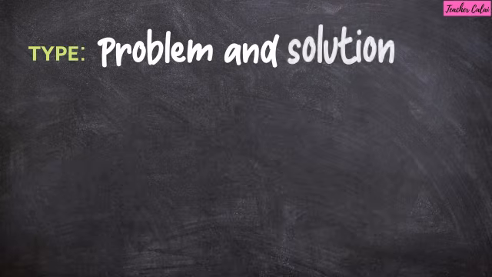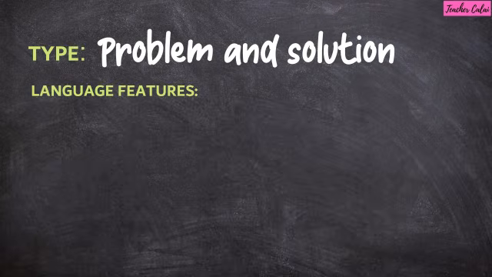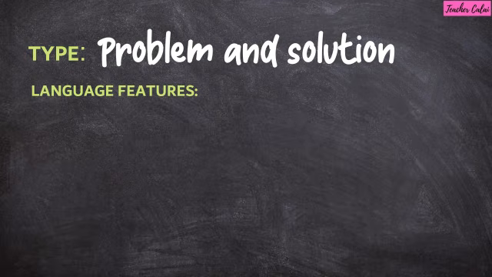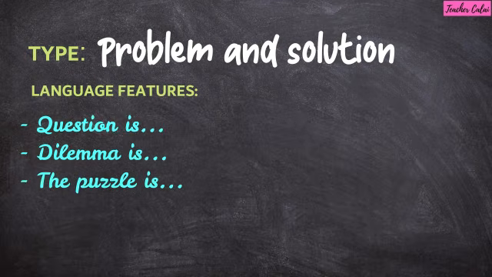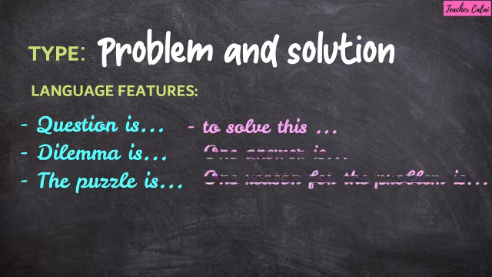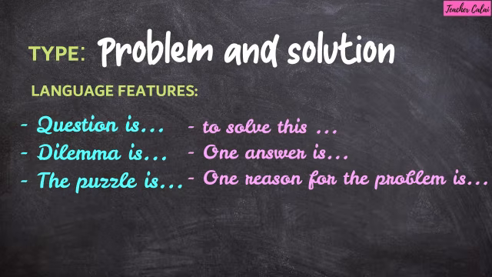And here are the signal words or language features used for problem and solution. We have question is, dilemma is, the puzzle is, to solve this, one answer is, and one reason for the problem is.